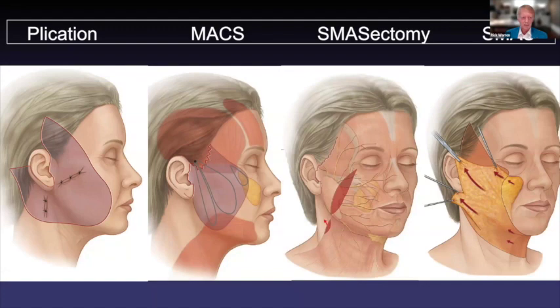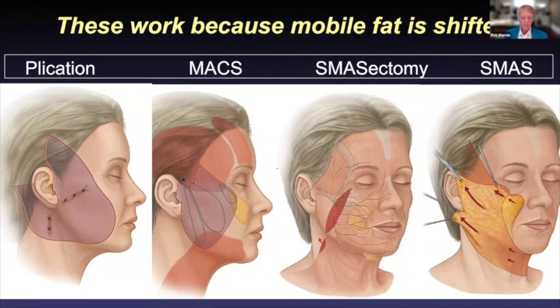These are the 4 commonest facelifts done in the world today, in order, actually, with plication being the commonest. This is from a survey that was done at an ASAPS meeting a couple of years ago. And these all work because we're shifting the superficial mobile fat in a superior lateral direction. That's why they all work to some degree.